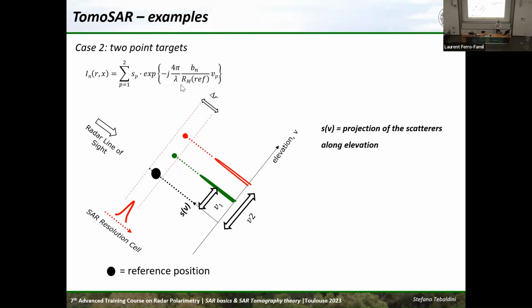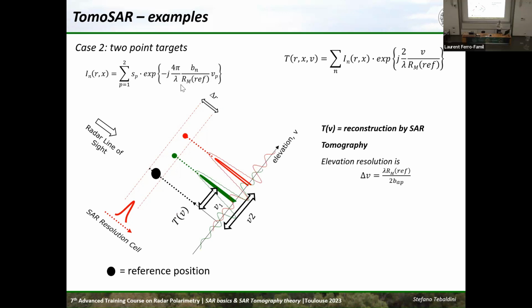In the case where I have 2 points, of course, I get 2 peaks. And I can say that I can resolve them as long as their difference in elevation positions is larger than this value.